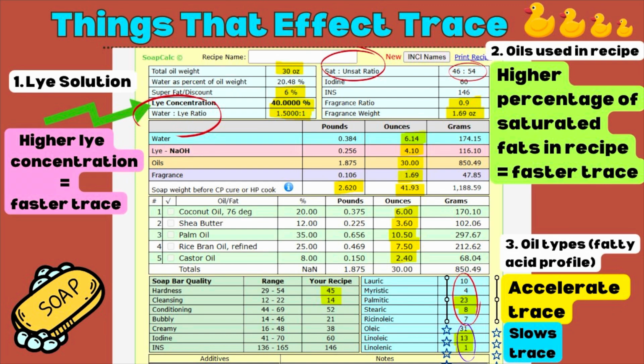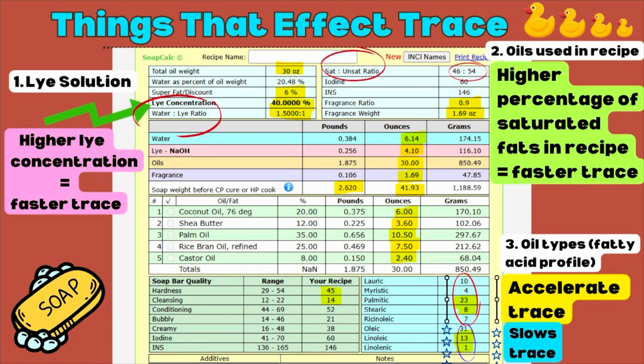So a slower moving recipe usually has a higher percentage of those soft oils as opposed to the hard oils. And then the last one in the lower right-hand corner you see are your oil types. So these are your fatty acid profiles of each of the fatty acids in a recipe. So each one of your oils are going to be made up of a combination of the lauric, the myristic, palmitic, stearic, ricinoleic, oleic, linoleic, and linolenic. So those are your fatty acid profiles.